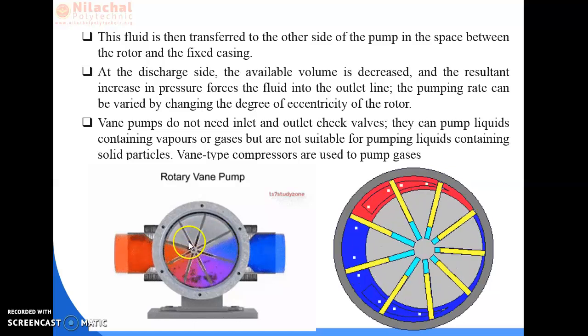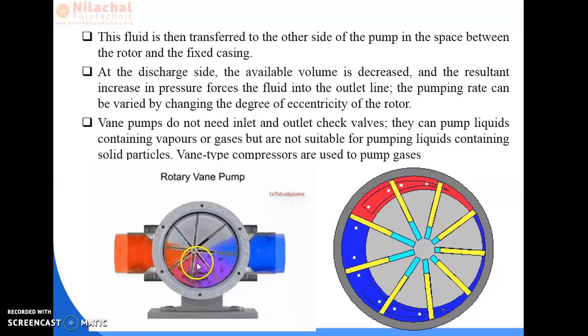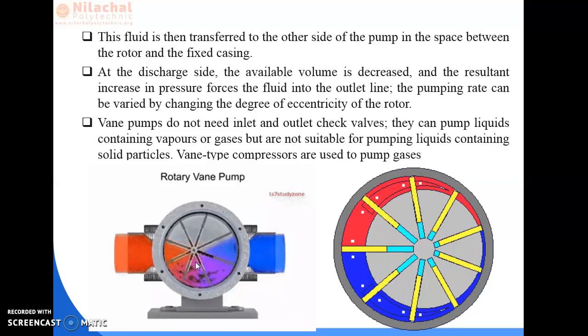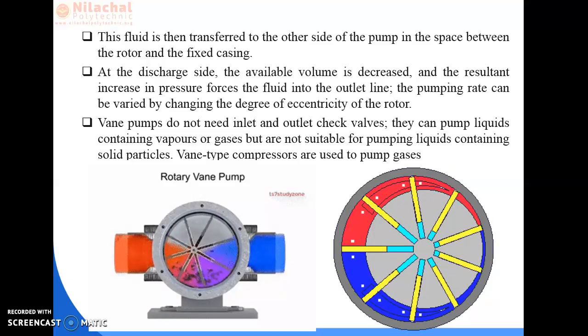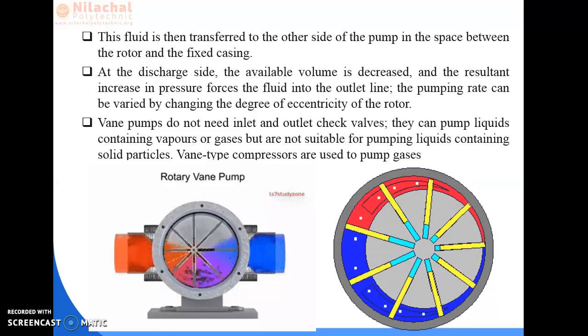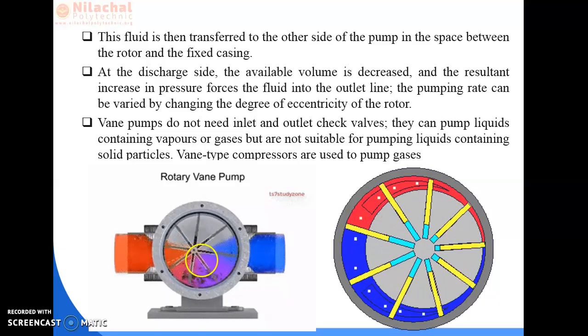There is a continuous rotation of the vanes, and due to the gradual increase of pressure, we are going to see that the high pressurized liquid is obtained from the atmospheric liquid.